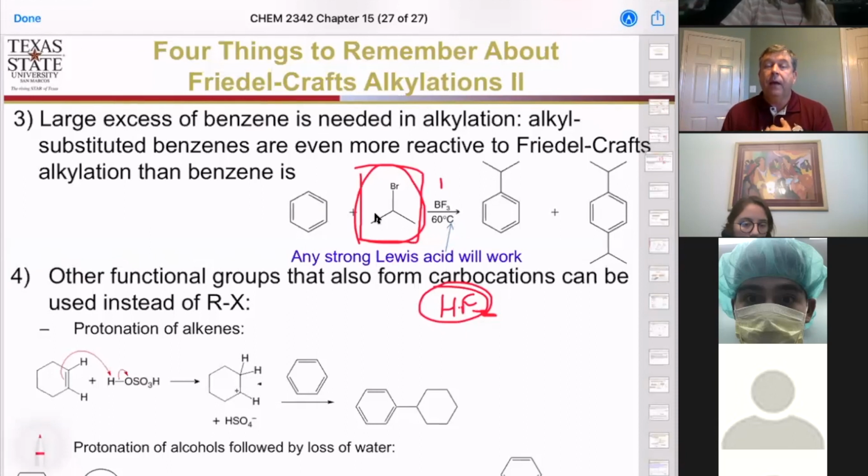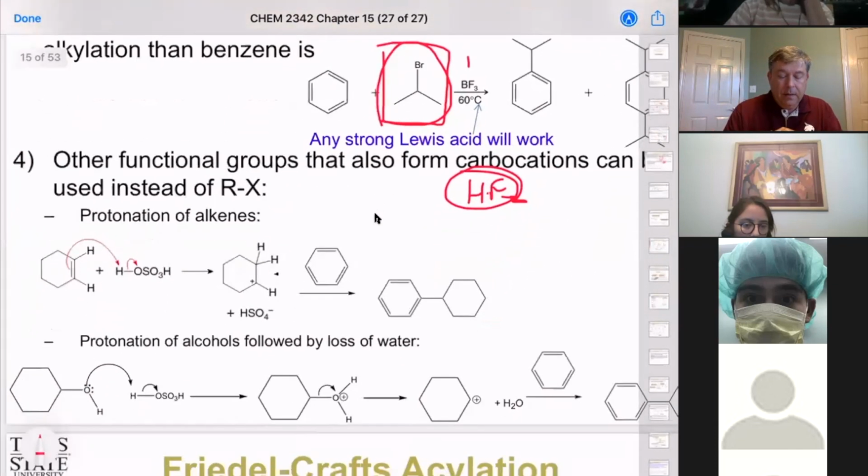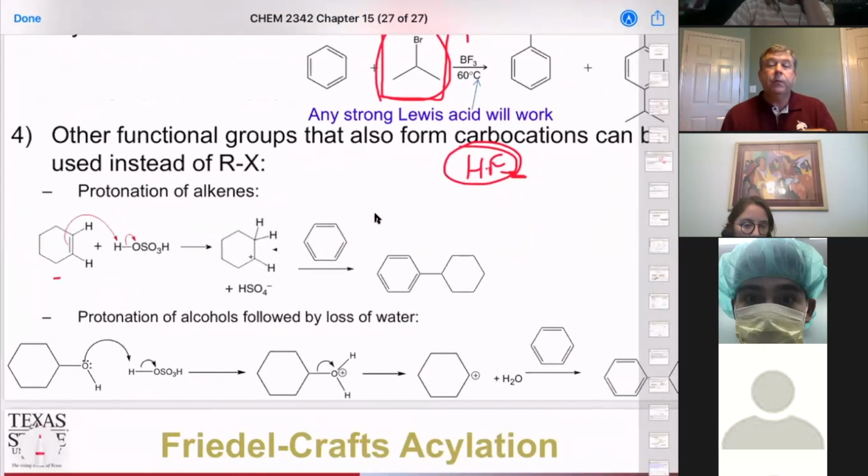Okay. Now, what if you don't have an alkyl halide? Can you still do a Friedel-Crafts alkylation? And the answer is yes. If you have some substrate that will add something to it, for example, here we have an alkene. Just like when we think about an acid hydrolysis of an alkene to generate an alcohol, the intermediate on that is a carbocation. So if we have an alkene, we can add an acid to it to generate that carbocation. Then that carbocation can react in the Friedel-Crafts alkylation reaction.